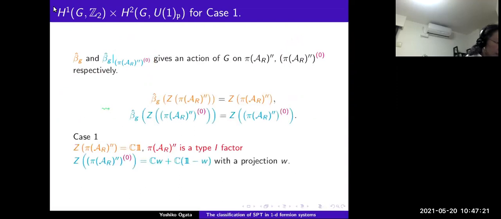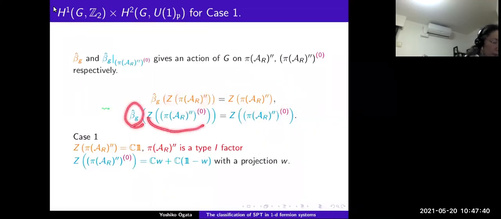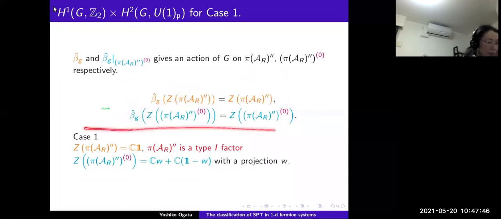And as is the case for any automorphism, when an automorphism is given, the center does not move. So beta g hat moves the center of our von Neumann algebra to the center of the von Neumann algebra. Beta g hat moves the center of the even part of the von Neumann algebra to the center of the even part of the von Neumann algebra. So that was a preparation.